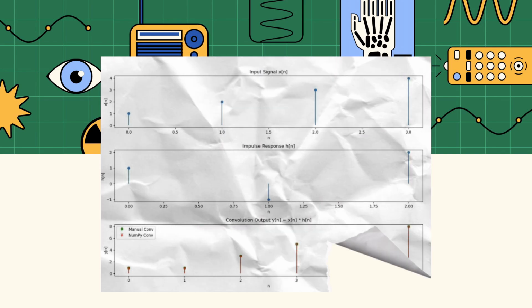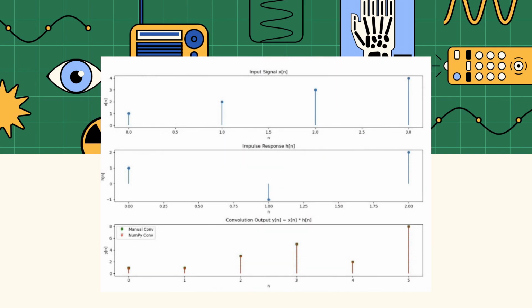In summary, this code demonstrates how discrete convolution works mathematically, implements convolution from scratch, validates the result using NumPy, and visualizes the input signal, impulse response, and output signal. This makes the code very useful for learning signal processing concepts, especially convolution.